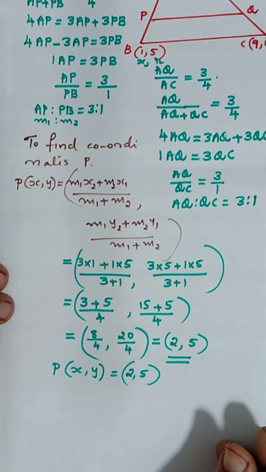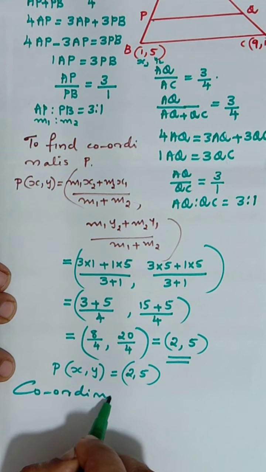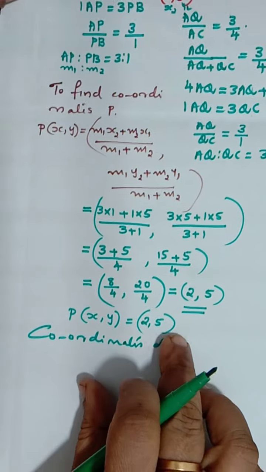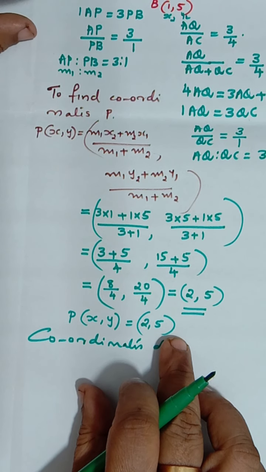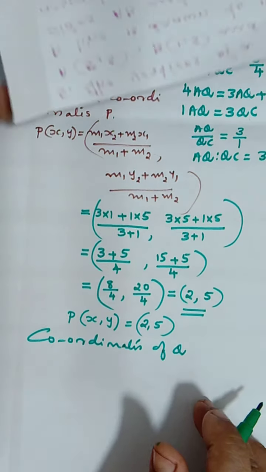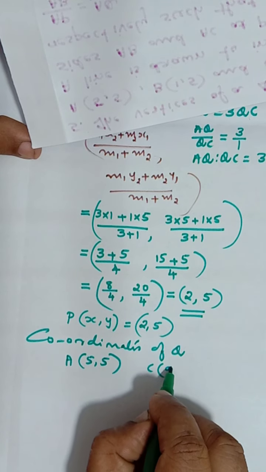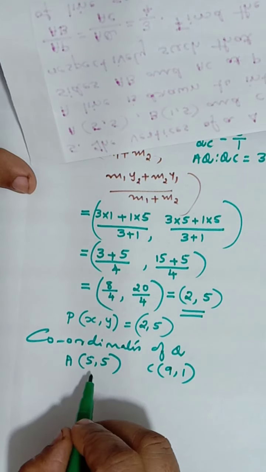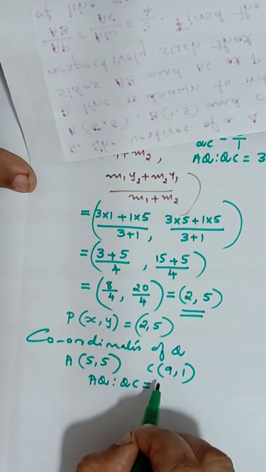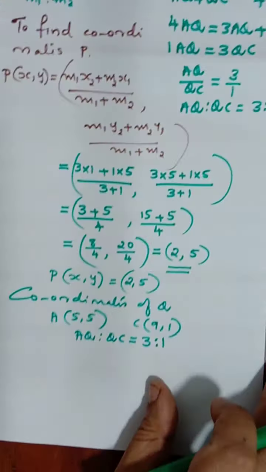Similarly, we have to find out Q also. How to get the coordinates of Q? In the same formula we will substitute, where A is 5 5 and C is 9 1. Here A coordinate 5 5, C coordinate 9 1, and ratio AQ is to QC is equal to 3 is to 1. We are going to substitute in the formula. We will be getting the answer in the same method.